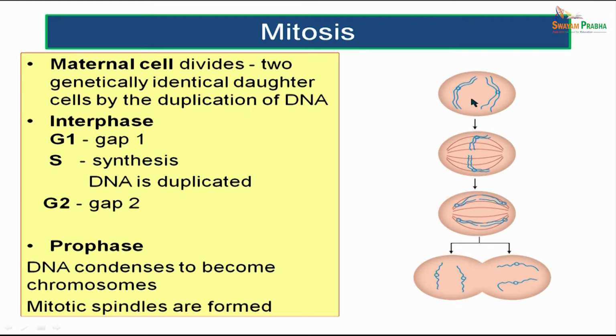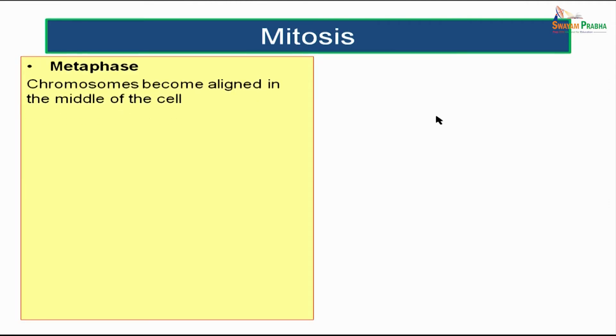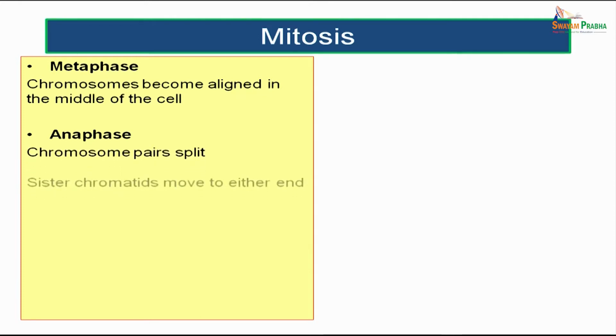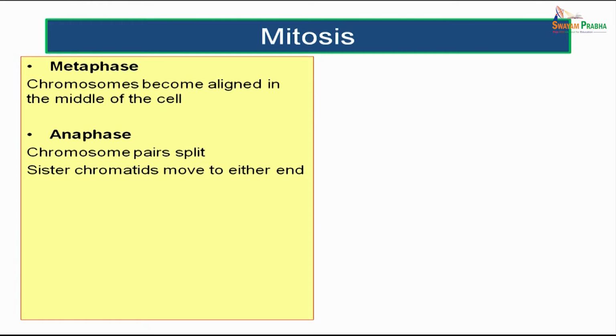So, this is the prophase. We can see there is no clump of DNA material here. You can very clearly see the two sets of chromosomes. After prophase, we have the next phase known as metaphase. During metaphase, the chromosomes are aligned in the middle of the cell, and it is during anaphase that the chromosome pairs split. When the chromosome pairs split, the individual chromosomes are now known as sister chromatids, and these sister chromatids move on to either end of the cell.